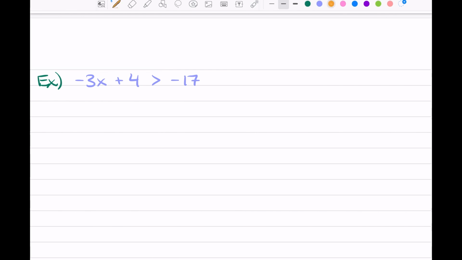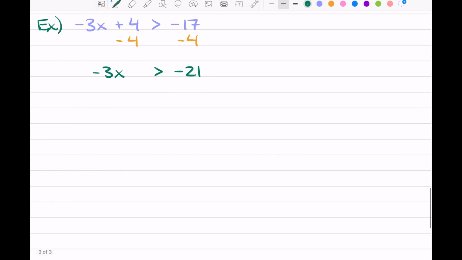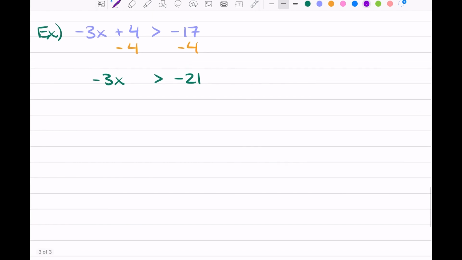Okay, let's subtract 4. All right, we can get rid of that 4. We get closer to getting x by itself. Then we're left with negative 3x is greater than negative 21. Now I want us to take a step back just for a second. So we have x, our number in disguise. So if x is a number in disguise, isn't 3 times x a number in disguise?